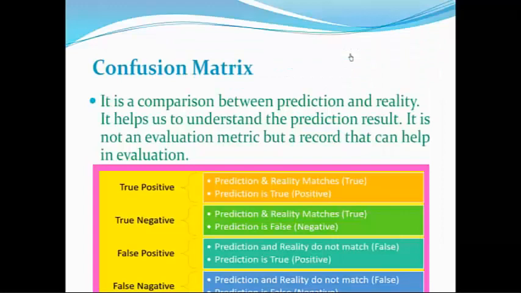Now, confusion matrix. What do you mean by confusion matrix? It is a comparison between the prediction and the reality. Okay, so it is just a comparison.